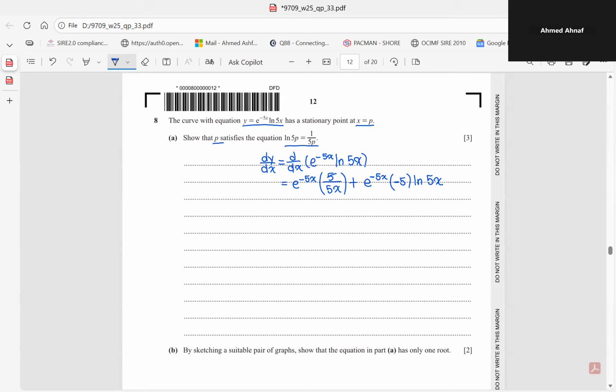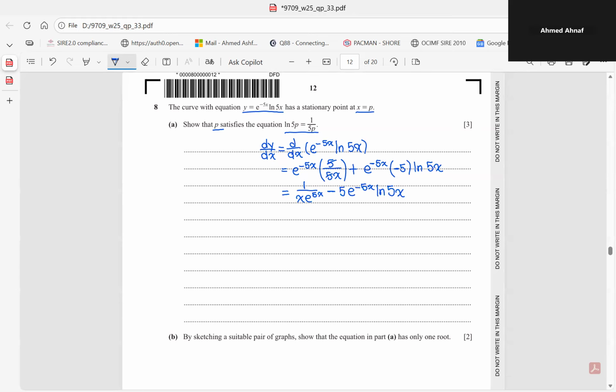Okay, so simplifying, we will get 1 over x times e to the power of 5 over x, because this one, e to the power of negative 5x, we can rewrite as 1 over 5x. And then this one would be 5 times e to the power of negative 5x ln 5x.